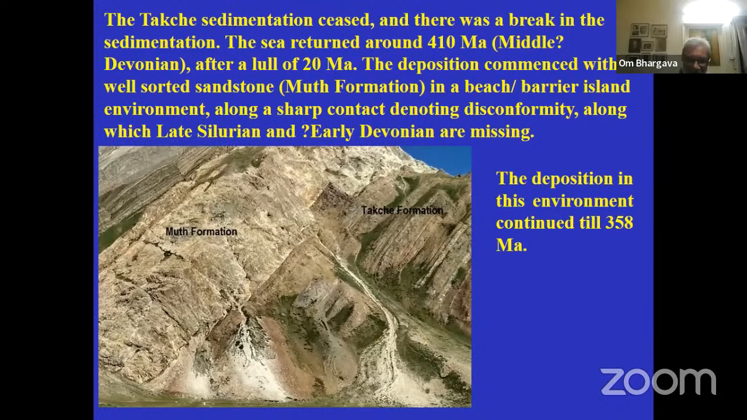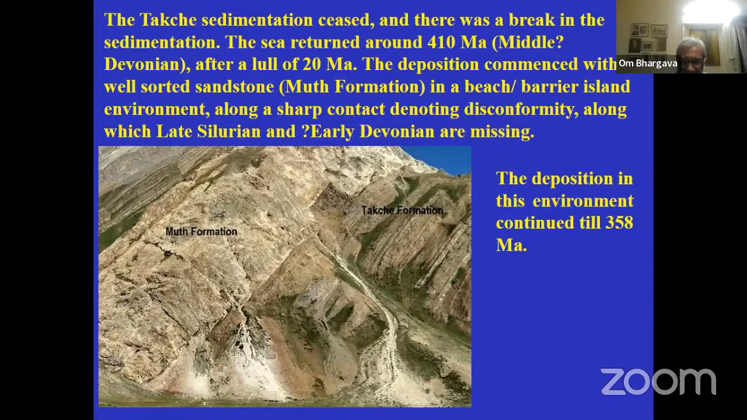The difference between disconformity and what we normally call unconformity is that unconformity means angular discordance. That means there was a folding. But in this, we don't see any angular discordance, which means there was no folding. The sea withdrew, there was some erosion, and it came back.